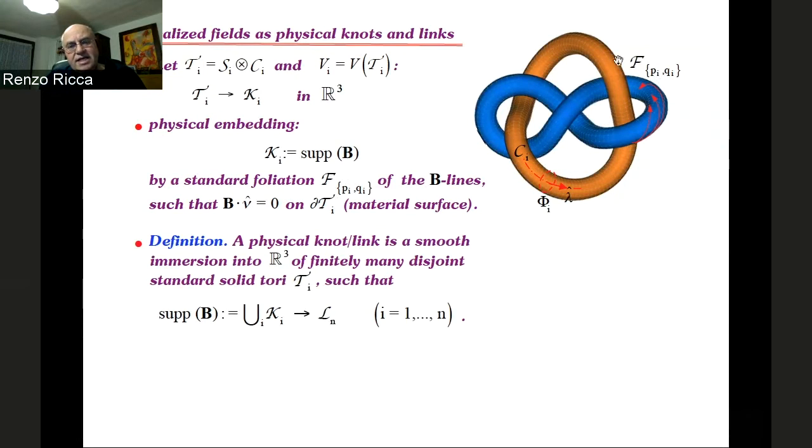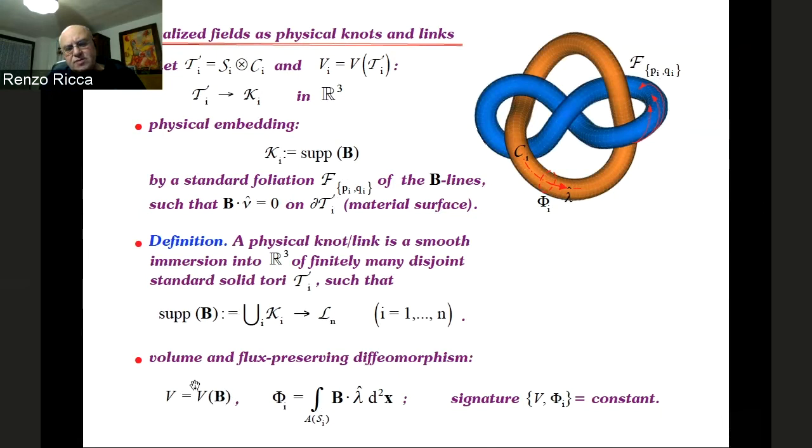So we can define a link or a knot as a physical knot, or link, as a smooth immersion to R3 of finitely many disjoint standard solid tori. Okay, this is just the beginning. We can think of this as a field going inside this tube, and through the cross-section, therefore, we have a flux. So we consider particular deformations that conserve the volume of the tube and the flux within the tube. And the flux is just given here as the product of the field B, say, along the longitude direction, along the axis of this tube. And these two quantities, the volume and the flux, we take as the signature of the deformation.